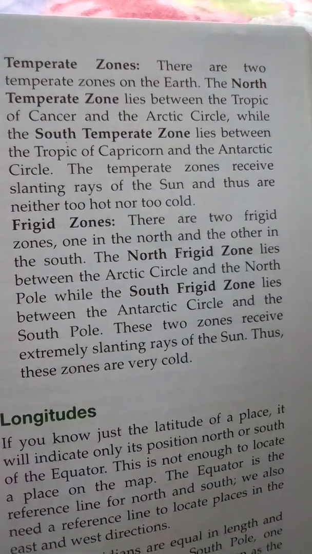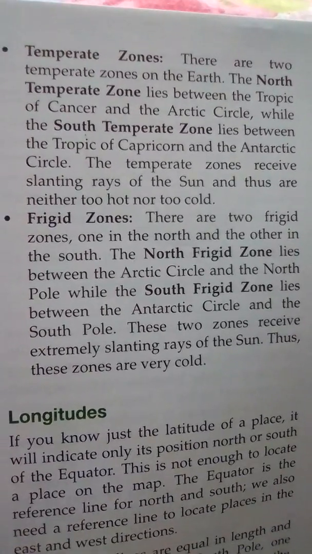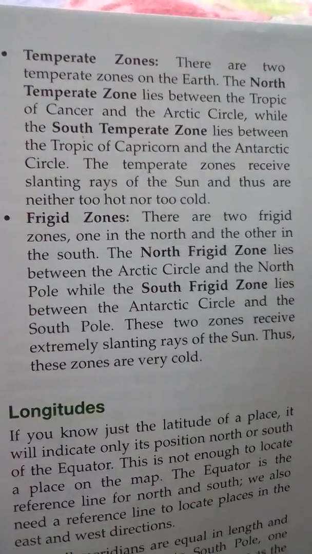The north one, this zone is totally cold. These two zones receive extremely slanting rays of the sun. Thus these zones are very cold.